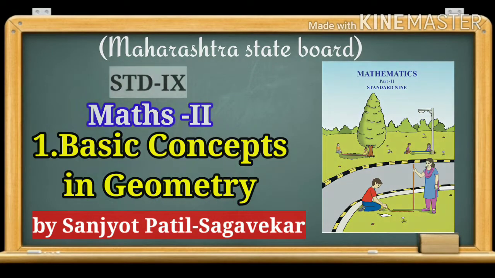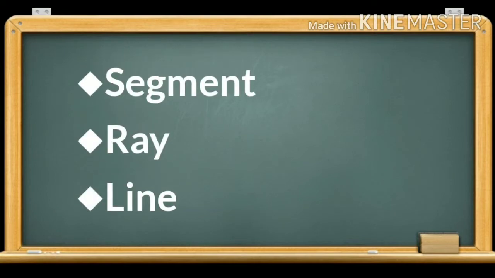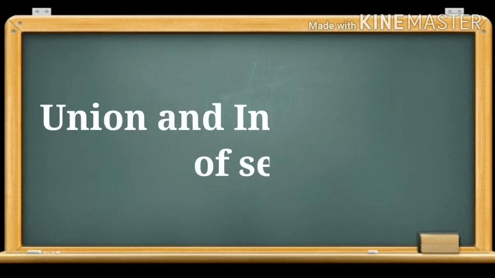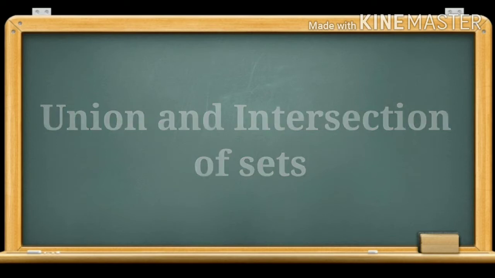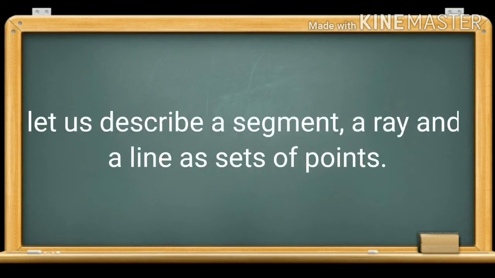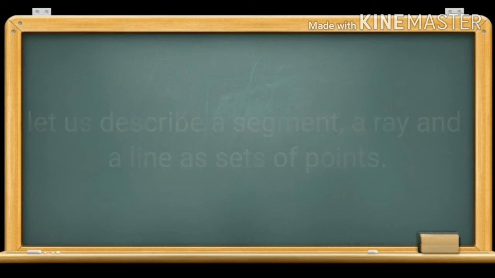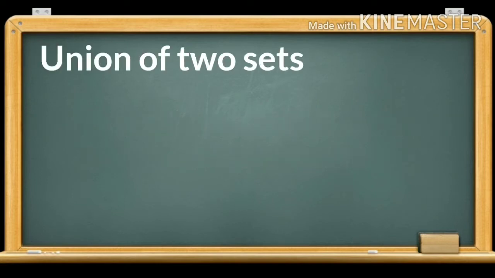Today we are going to learn a segment, a ray and a line as sets of points. We have already learned union and intersection of sets in the topic on set. Now let us describe a segment, ray and a line as set of points. Before that, we revise what is meant by union of sets.